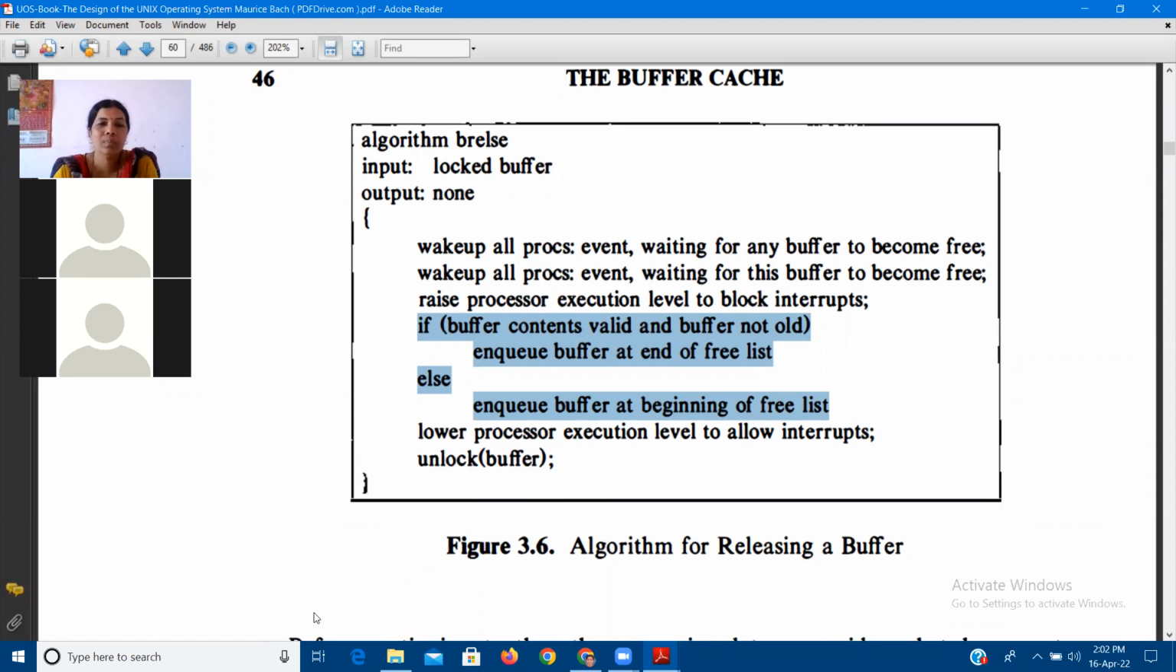Note down the algorithm, all of you. So this algorithm and the previous algorithm we discussed under the same point, that is scenarios for retrieval of a buffer. So all of you note it down, the algorithm.